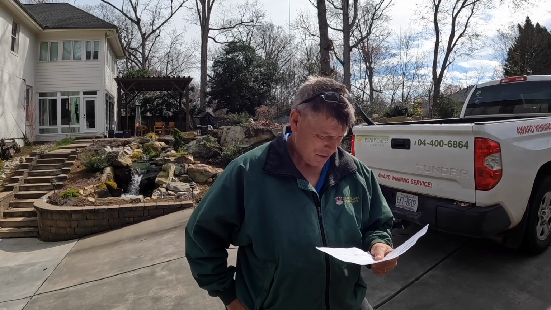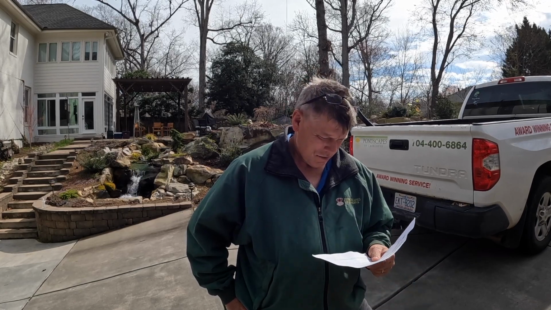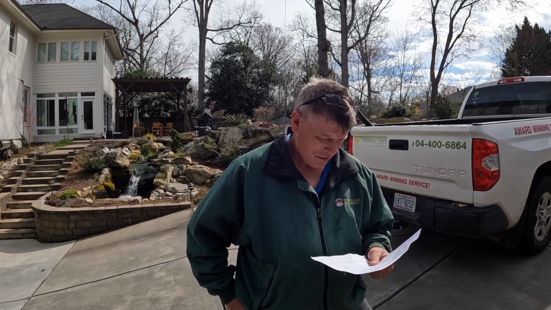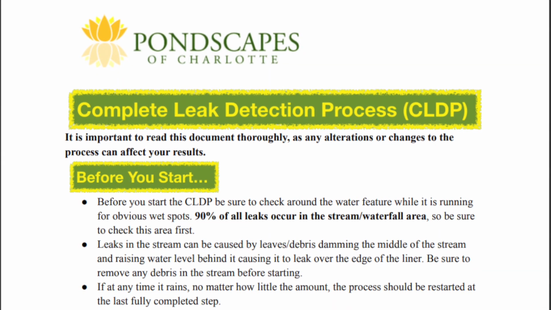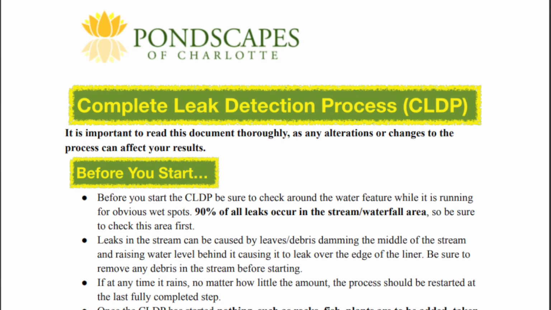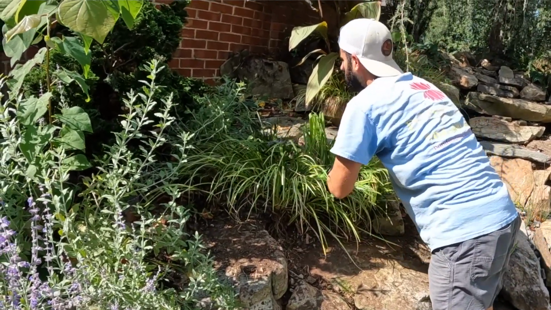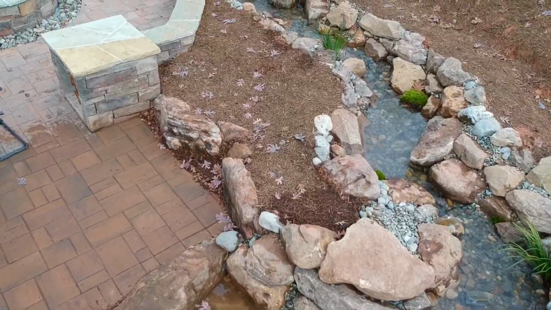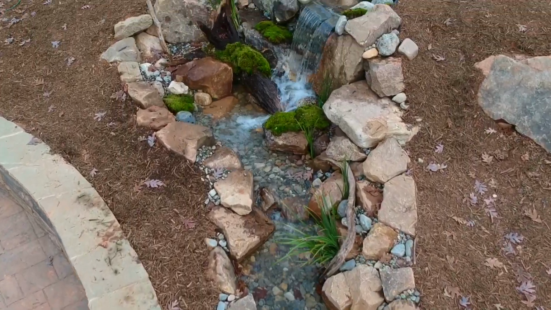However, it is still important to read through the document thoroughly, as any alterations or changes to the process can and will affect your results. And a few things to remember before you start the CLDP. Please be sure to check around your water feature while it's running for obvious wet spots. 90% of all leaks occur in the stream and waterfall area, so be sure to check this area first.